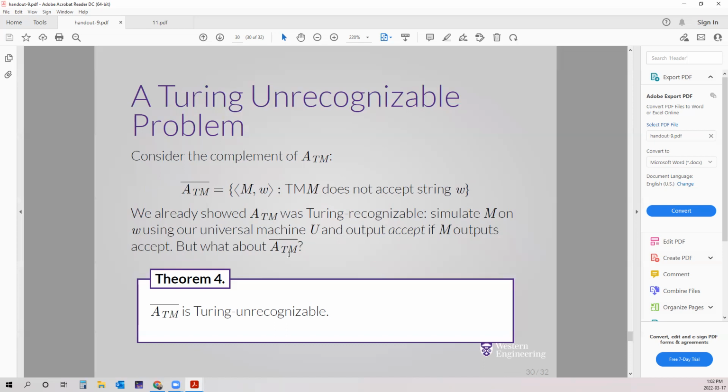A_TM is undecidable, but recognizable. But since A_TM is recognizable, then the A_TM complement is unrecognizable.